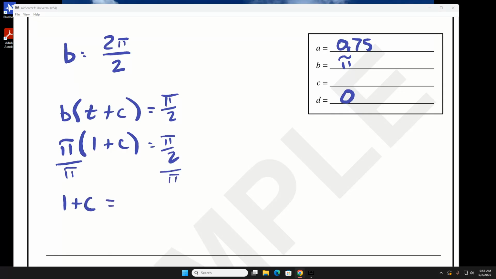Do you guys know what pi over 2 divided by pi is? If you don't, it's okay. If I want to take a fraction and divide it by something, I can multiply it by the reciprocal of that something. So the pi's do cancel out. We're left with 1 plus C is equal to 1/2. So what does C equal? Negative half. Yes. Negative 1/2.